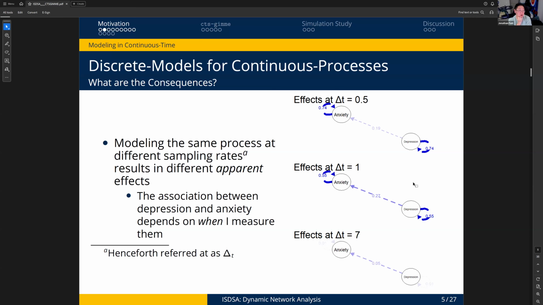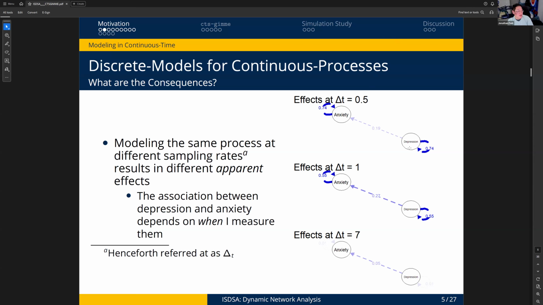So when you fit a discrete time model to a continuous process, as I've noted, we can look at what the effects are at these different sampling rates. If I model the exact same process, generated from an underlying continuous time process, but I discretely subsample it at different intervals, I'm going to find different associations in terms of magnitude between certain constructs. In this case, this is simulated data. My sampling rates are technically arbitrary, but we'll label these as every 12 hours, every day, and every week.